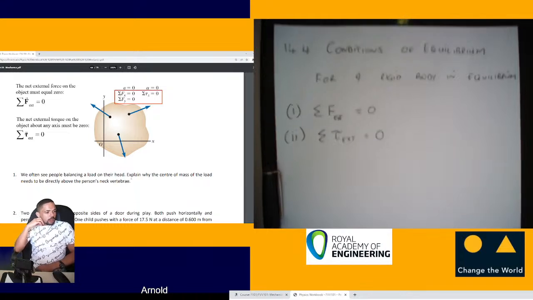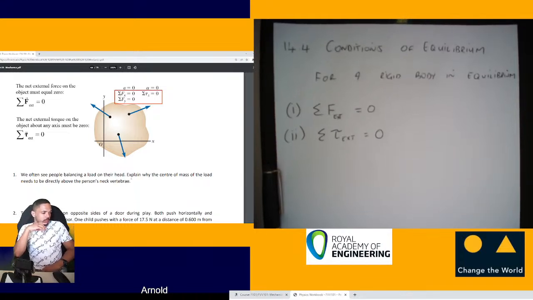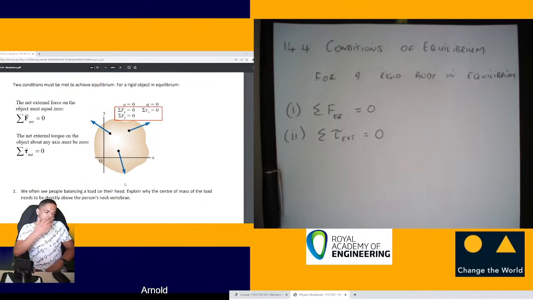We often see people balancing a load on their head. Explain why the center of mass of the load needs to be directly above the person's neck vertebrae. That is obvious: it needs to be directly above your vertebrae so you can balance it. So the net external torque is zero. If it's a little to the front, there's going to be an external torque towards the front, and if it's towards the back, it's going to be external torque towards the back, and both of those external torques will cause you to fall down, or cause it to fall down. If it's directly above your head, there is no net external torque, and the forces are balanced. It's in equilibrium if it's above your vertebrae.